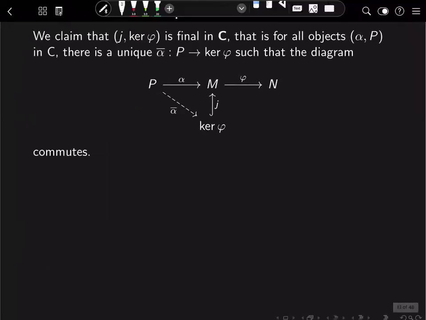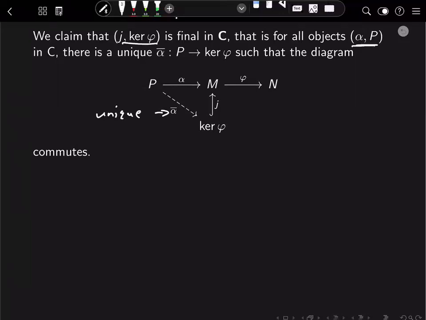And our claim is that J kernel of phi is final in the category C. Okay, so what does that mean? Well, that means that for all objects, which are these pairs (alpha, P), in our category C, we have a unique morphism, alpha hat, or alpha bar, that maps P into the kernel of phi, such that the diagram commutes. For this to be final, this needs to be unique.